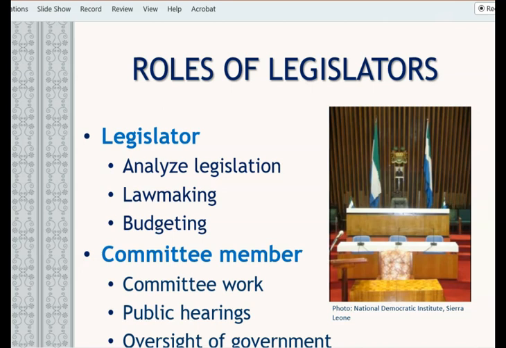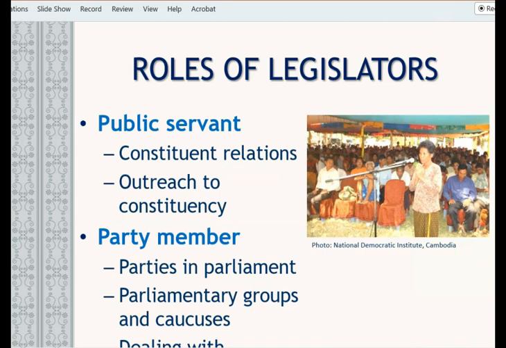But again, in the committees, your job is to deal with various more direct issues and directly address the public as well. And then we talk about their role as public servants. Their job is to reach out to their communities, to their constituents, to see what their issues and needs are. They need those people because those are the people voting for them. So they have to try to address their needs and their interests.